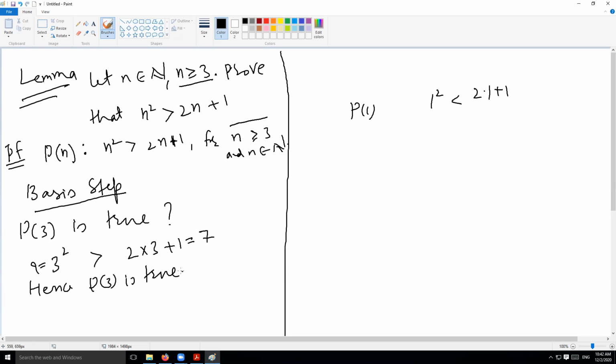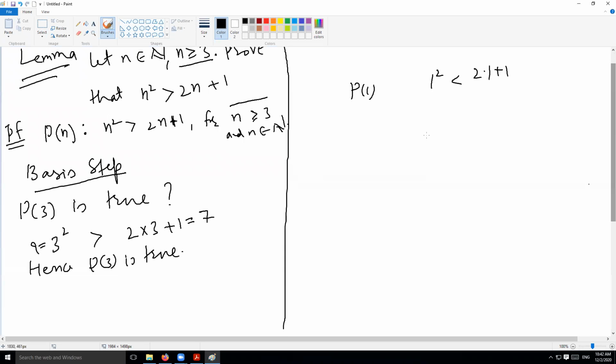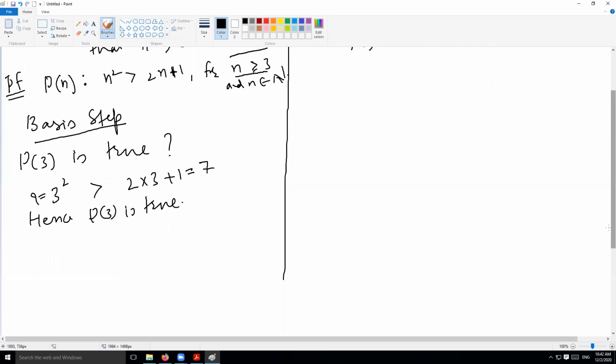So it's not always necessary that a statement should start from P of 1. It can start from anywhere mentioned in the domain. All right, P of 3 is true. So that's the basis step. And then now we need to do the inductive step.